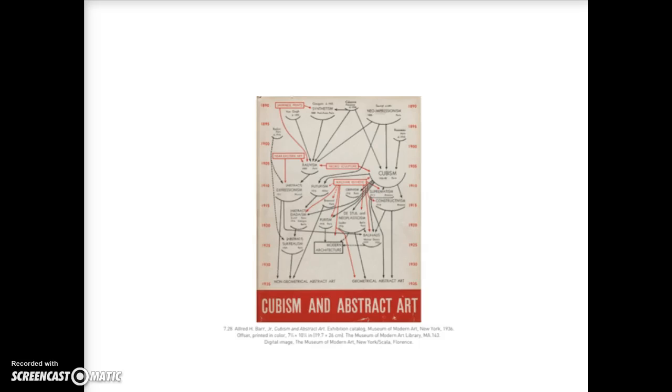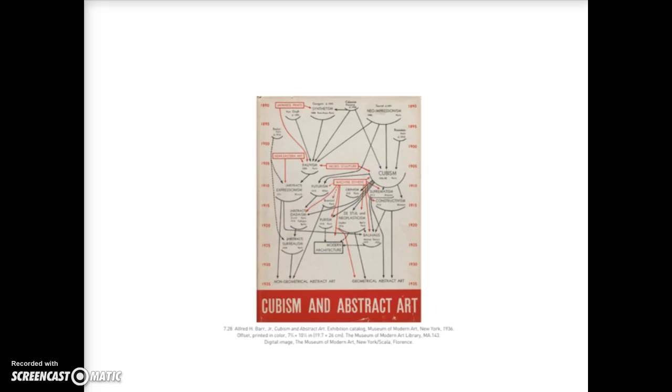Alright, so this one is a hand-drawn chart illustrating the development of modern art from 1936, done by the artist Alfred H. Barr Jr. This is called Cubism and Abstract Art. Alfred was the founding director of the Museum of Modern Art, and he wrote the introduction to the catalog for Cubism and Abstract Art. This exhibition was intended as a historical survey of an important movement in modern art.